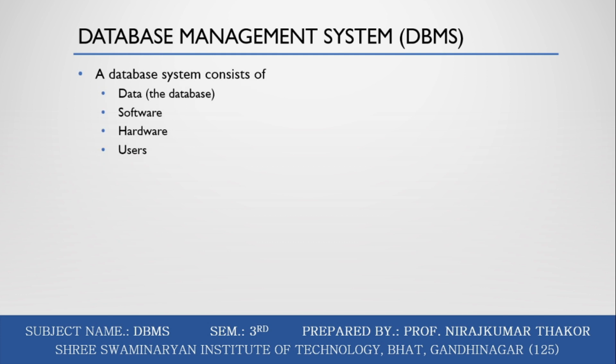Now, what is a database system? A database system consists of 4 types. The first one is the data, it means the database. The second one is the software. The third one is the hardware. And the last one and the most important, the users. We focus mainly on the software.